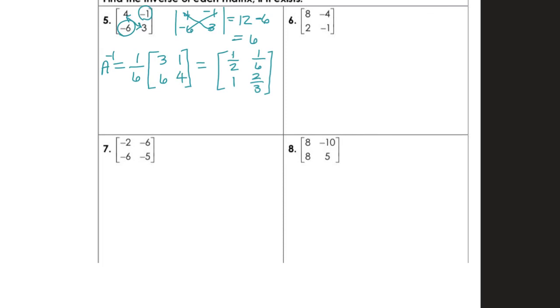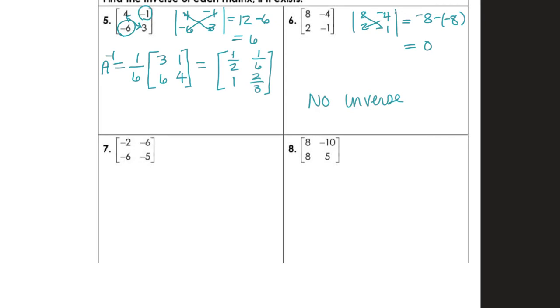So again, find your determinant first. So your determinant for this one, have 8, 2, negative 4, negative 1. All right, so what's our determinant going to be? Negative 8 minus negative 8. So what do we get? 0. So do I have an inverse? No, no inverse. Okay, so now let's go to number 7.